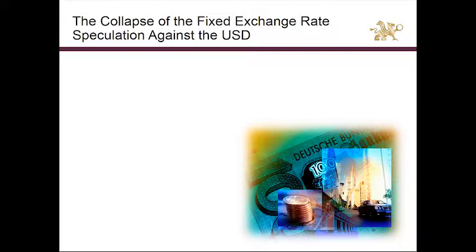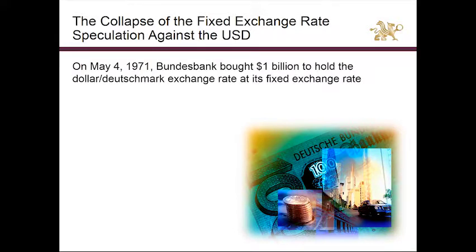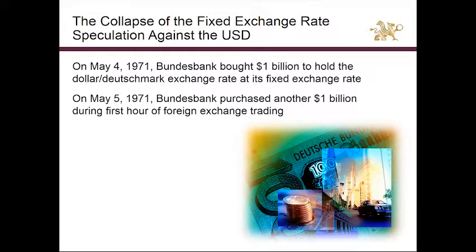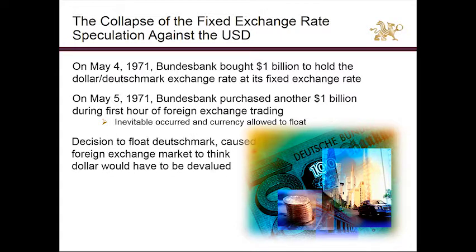On a single day, on May 4th in 1971, the Bundesbank, Germany's central bank, had to buy $1 billion in Deutschmarks to hold the dollar-Deutschmark exchange rate at its fixed exchange rate, given the great demand for Deutschmarks. On the morning of May 5th, the Bundesbank purchased another $1 billion during the first hour of foreign exchange trading. At that point, the Bundesbank faced the inevitable and allowed its currency to float.